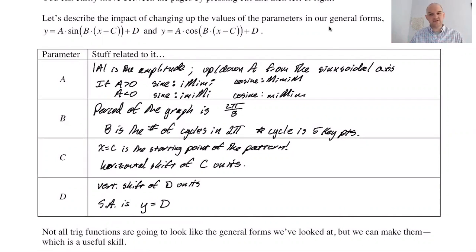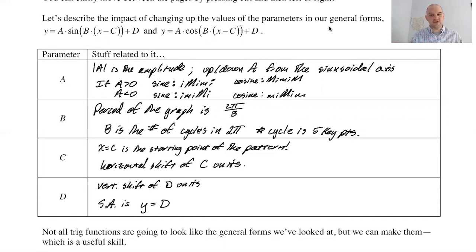A, absolute value, is the amplitude. Those are words that if you don't know them, you're just kind of stuck. It's how far up and down you can go. If A is greater than 0, we get the normal pattern, which follows basically the unit circle. If A is less than 0, you get the opposite of that. All the maximums and minimums are going to switch.